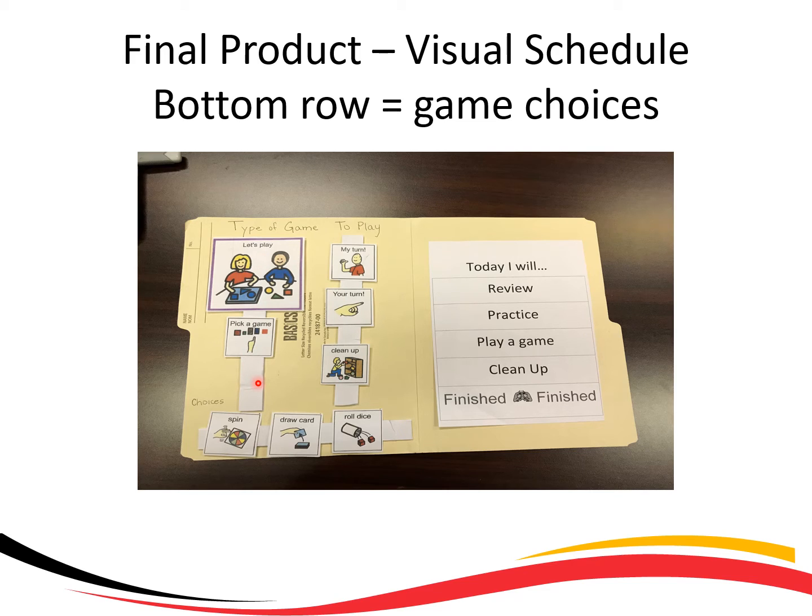And as it was recommended to me, it is useful to laminate the folder with the Today I Will and the titles of the columns to make the visual schedule more sturdy, and then cut out and laminate all of these pictures before pasting them onto the velcro strips.